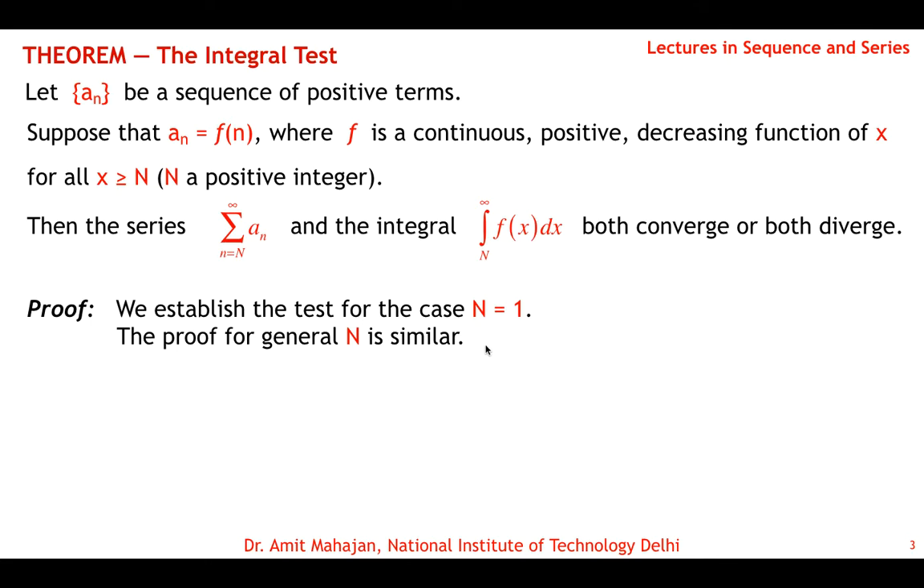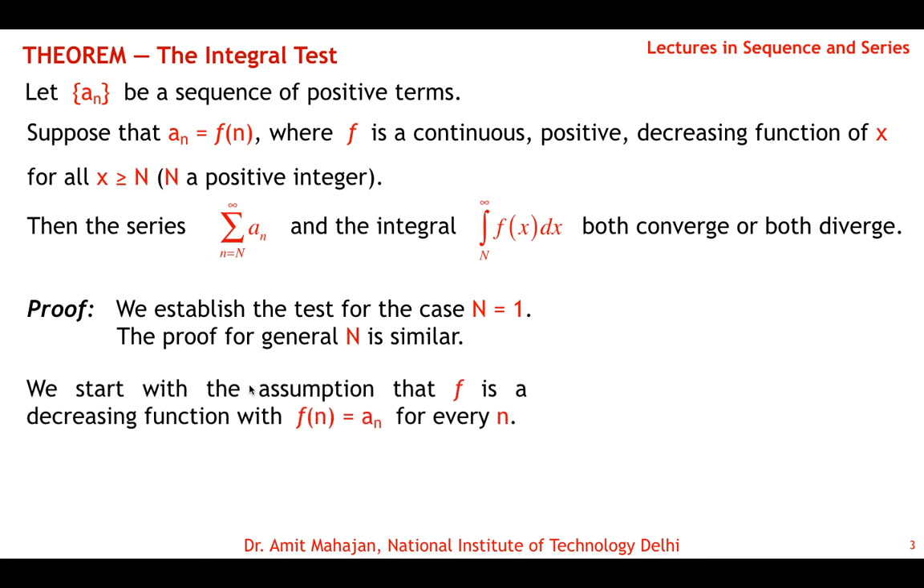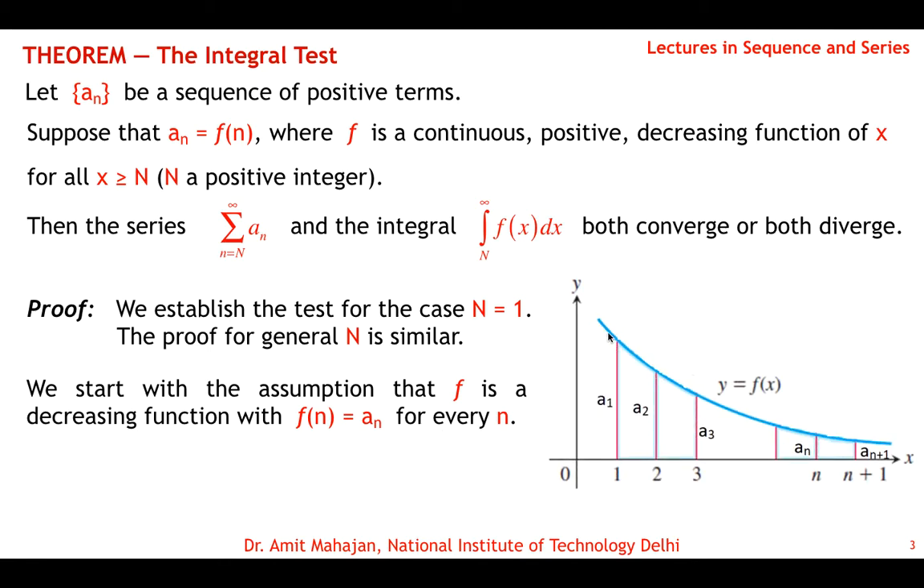We start with the assumption that the function is a decreasing function of x, with f(n) equal to a_n for every n, because we have taken capital N to be 1, so it is true for every n. So there is a function y equals f(x) which is a continuous, positive and decreasing function of x. You can see that the curve will be something like this.